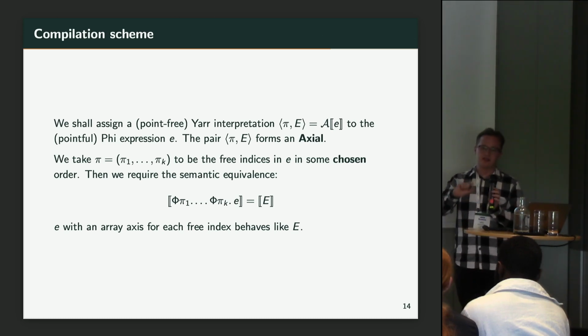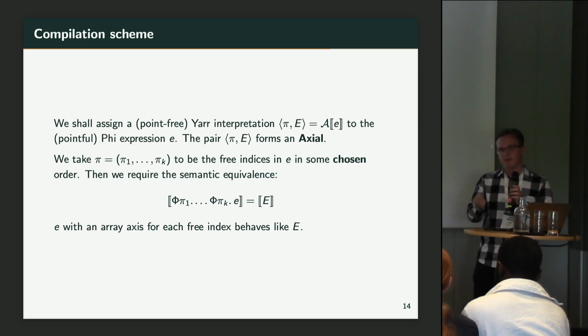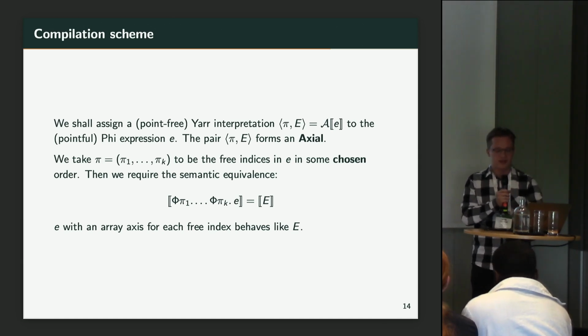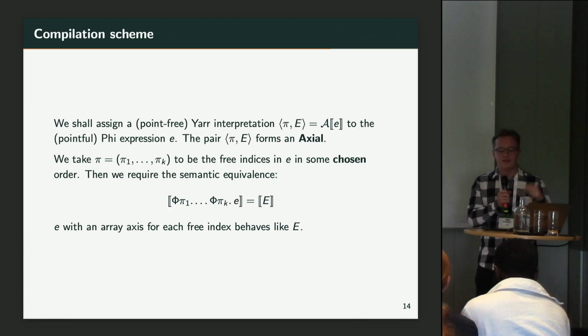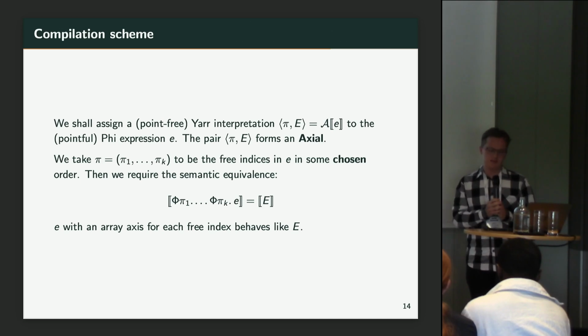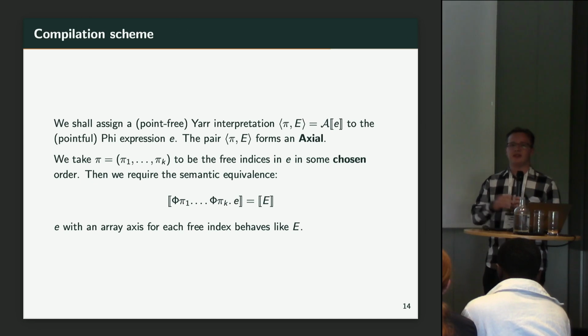As before, to represent things in a point-free representation, because phi has three indices, that will create arrays instead, so you have to say what this array representation is doing exactly. This semantic equivalence in the middle is saying, if I had a phi term initially with these indices pi 1 through pi k, then the compilation scheme will give me a YAR term, a point-free array program, which computes the array of all possible values given any possible assignment to an index. This gives me compositionality: I can construct bottom up, compiling the phi term into a YAR term.